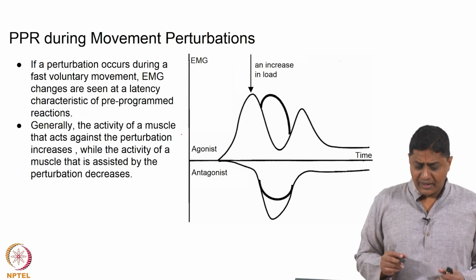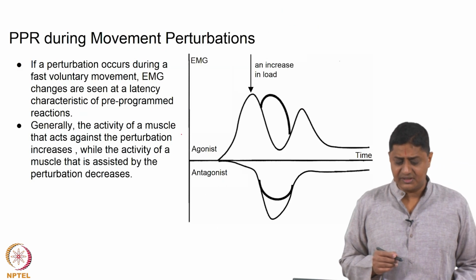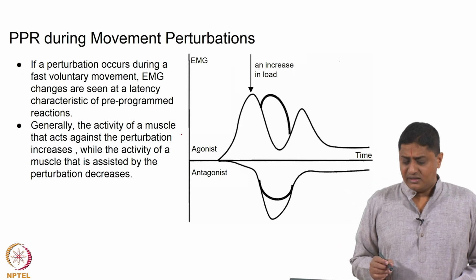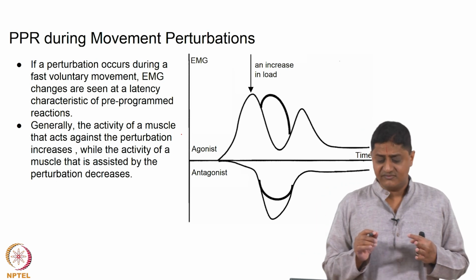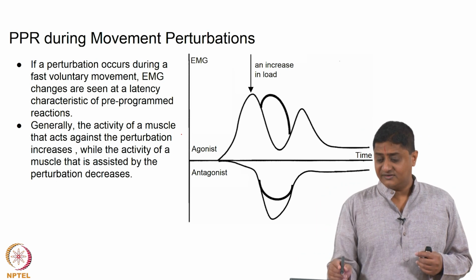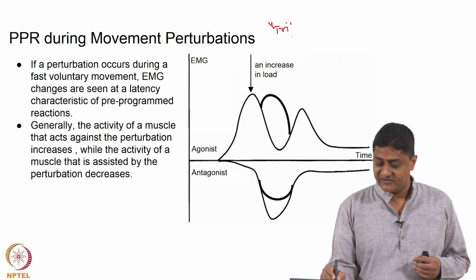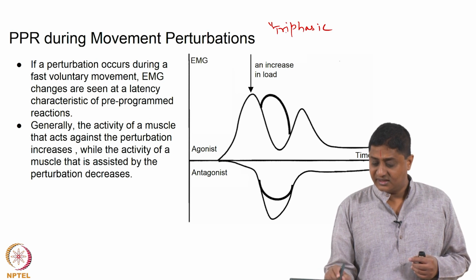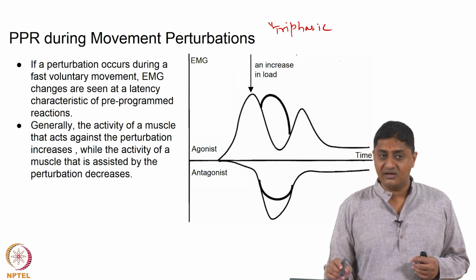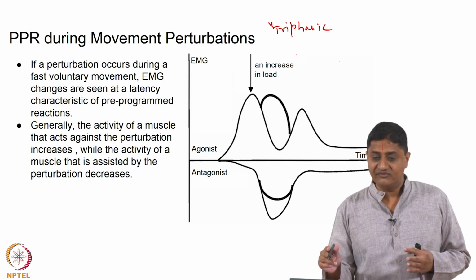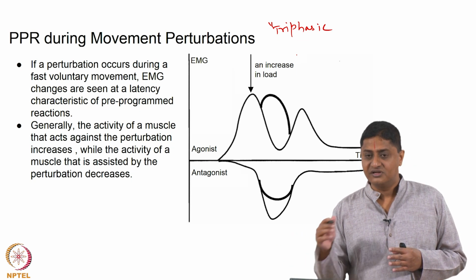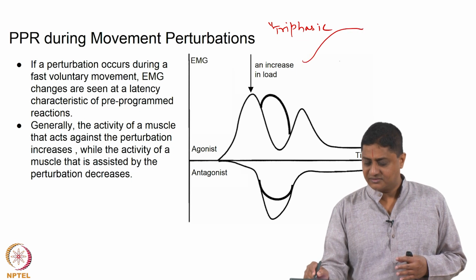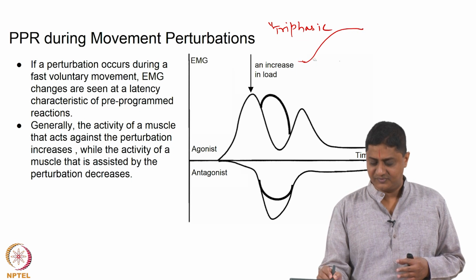Okay. Now, what happens if the perturbation occurs during a movement? Let us remember, during a fast voluntary movement, what is the pattern of EMG? We call this the Tri-Phasic EMG. In one of the previous classes we have discussed this. That is the case in which the agonist fires first, and in the middle of the movement the antagonist fires, and then later the agonist once again fires to produce a movement like that, a displacement profile like that. This is something that we have seen. We call this the Tri-Phasic EMG pattern.